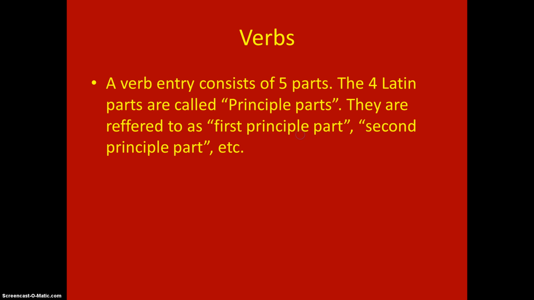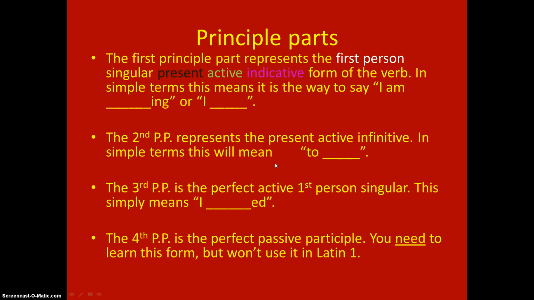When we look at a vocab entry for verbs, there are five parts. We're really creative on the names. They're called first principal part, second principal part, third principal part, fourth principal part, and then the English translation. So, why four principal parts? Well, the first principal part is the first person, singular, present, active, indicative form of the verb. That's a really fancy way of saying that it means I am doing it.